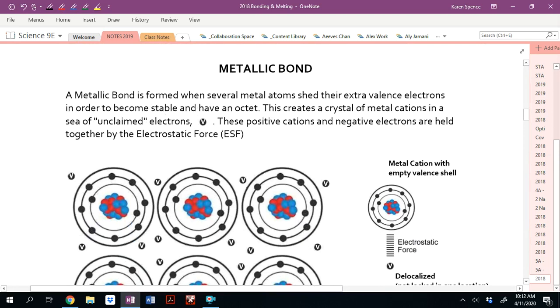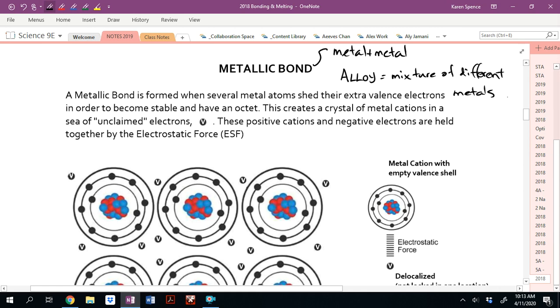Okay. A metallic bond. And remember, metallic bonds are between a metal and a metal. They can all be the same type of metal. So you could have pure gold or pure silver, pure copper, or you could have an alloy, which is a mixture of metals. I'm going to write that down one more time here. An alloy is a mixture of different metals.